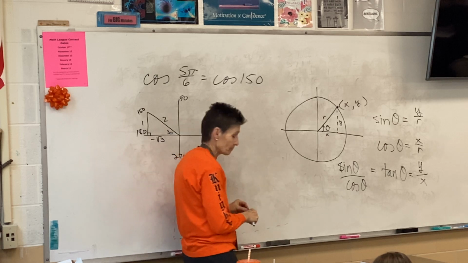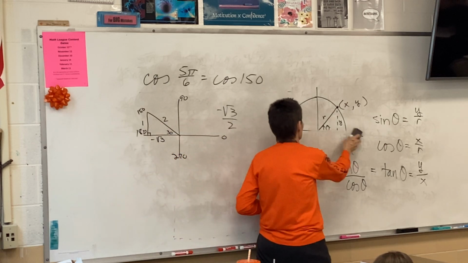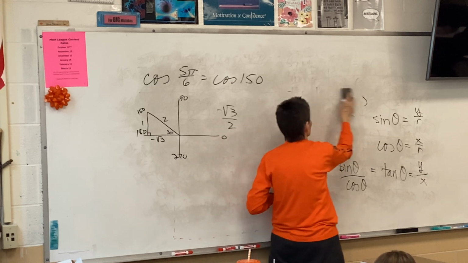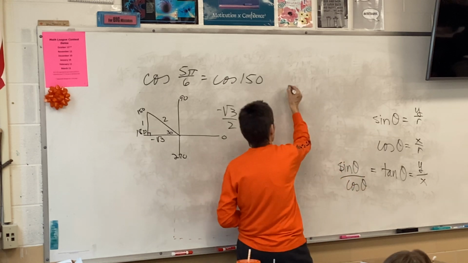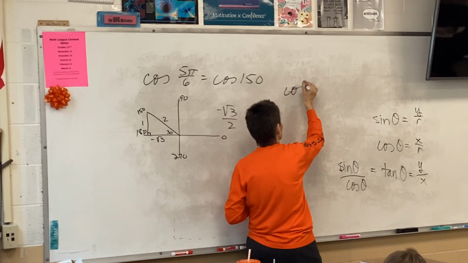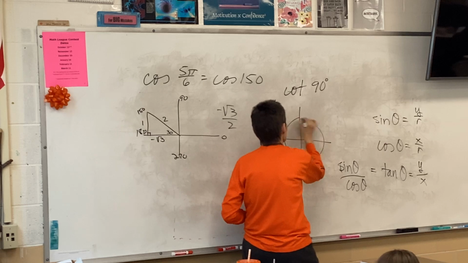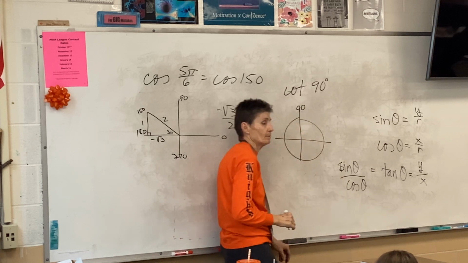B. Cotangent, 5 pi over 2. Or no, not 5 pi, just pi over 2. Cotangent, pi over 2. That's the cotangent of 90 degrees. 90 degrees is straight up.